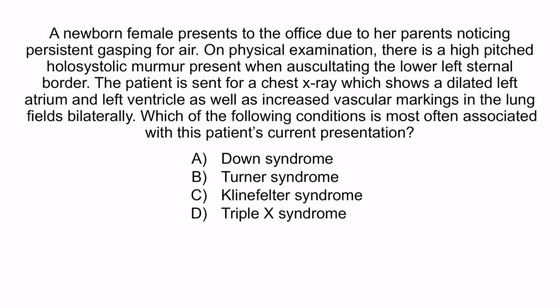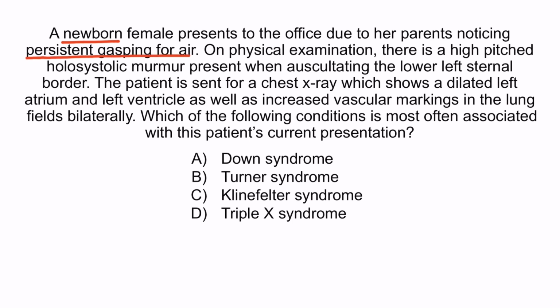A newborn female presents to the office due to her parents noticing persistent gasping for air. On physical examination, there is a high-pitched holosystolic murmur present when auscultating the lower left sternal border. The patient is sent for chest X-ray, which shows a dilated left atrium and left ventricle, as well as increased vascular markings in the lung fields bilaterally. Which of the following conditions is most often associated with this patient's current presentation? A. Down syndrome. B. Turner syndrome. C. Klinefelter syndrome, or D. XXX syndrome.